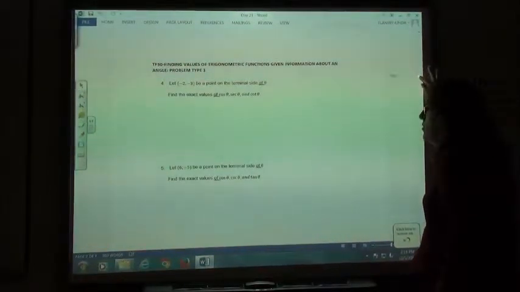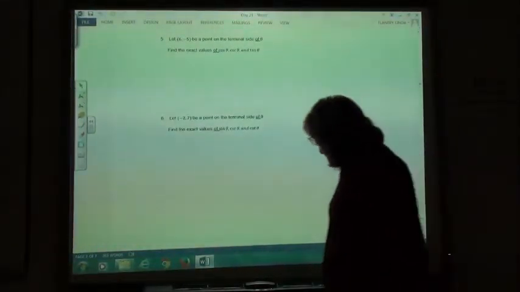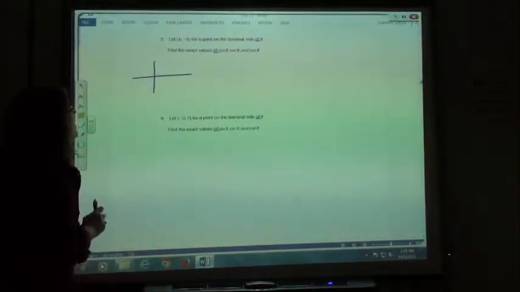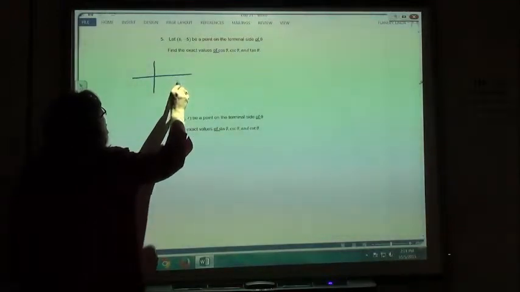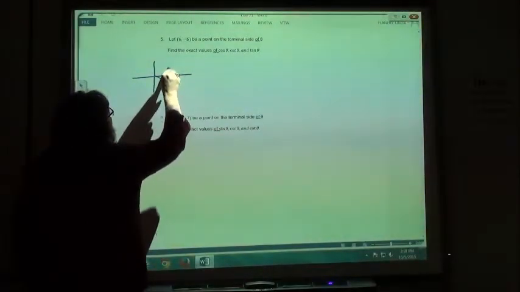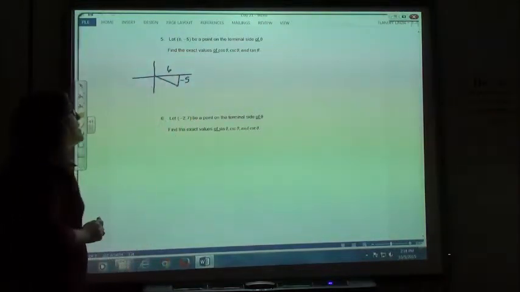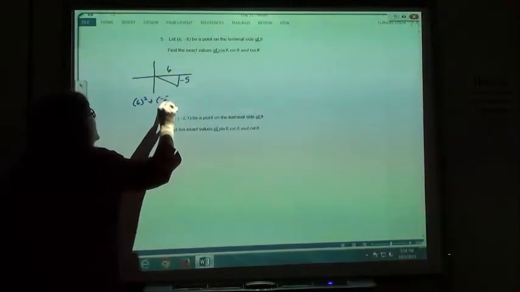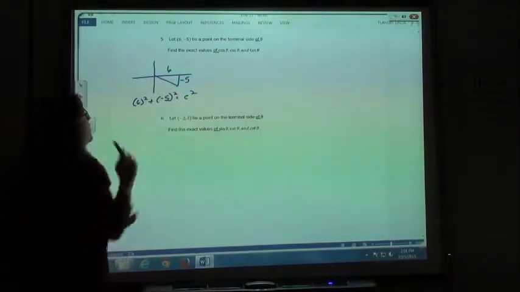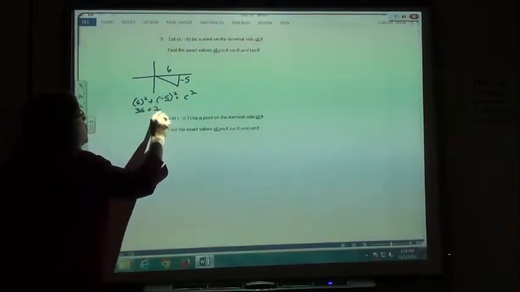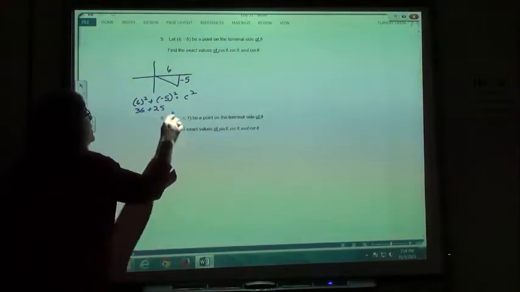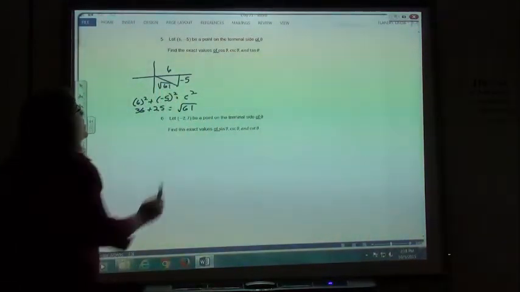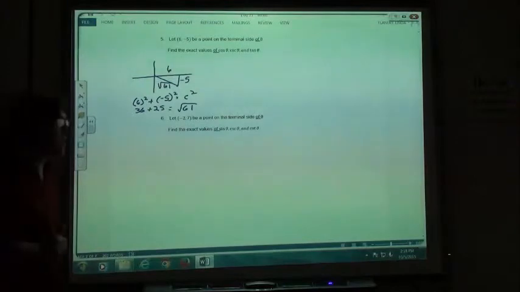So we'll go ahead and take a look at number 5 and number 6 here. Number 5, let 6, -5 be a point on the terminal side of theta. So 6 in my x direction, -5 in my y direction. And then, of course, I want to find my hypotenuse using my Pythagorean theorem. So 6 squared plus -5 squared equals c squared. So 36 plus 25 gives me 61. Then I have to take the square root. So the square root of 61 would be the value of my hypotenuse.